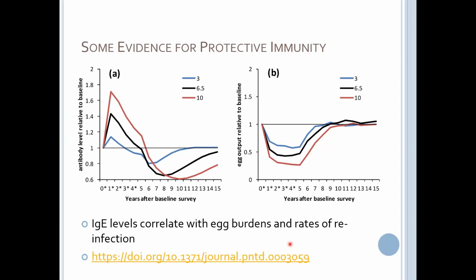And this is just one study I cite here where they've analyzed people's IgE levels at a certain time when they surveyed them. Then they treated everybody for worms. So there's lots of good drug options for many worms. And then they looked at their egg output over time relative to their baseline egg output. And the people that started out with the highest IgE levels had the lowest egg outputs. This was for a schistosoma study. And so this repeated exposure led to some immune mechanisms that led to better control.